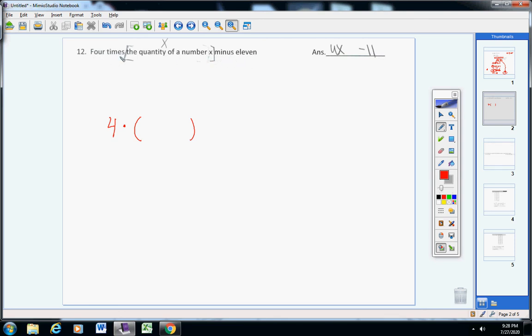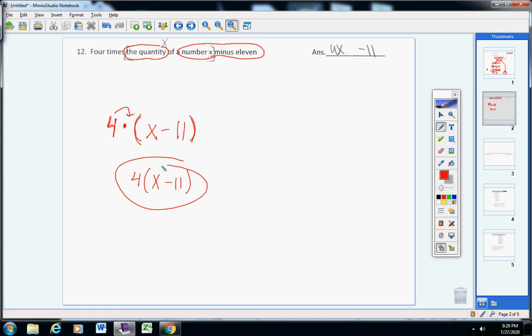So, 4 times what? Times a quantity. So put your parentheses. And now, what goes inside the parentheses? The quantity of a number x. So x minus 11. And that is your answer. Now, if you want to put this 4 right next to the parentheses and write your answer like this, no problem. That's fine.